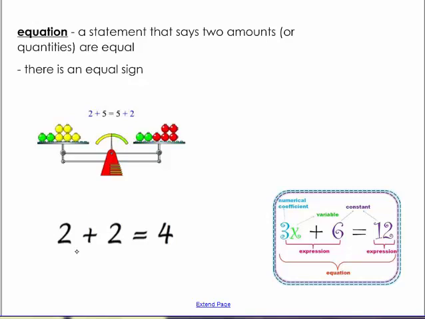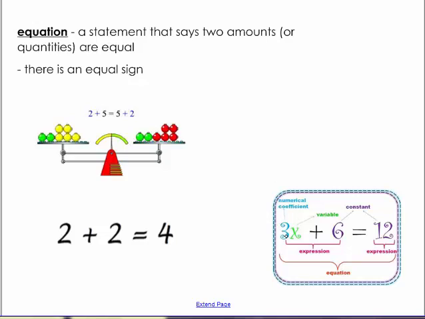On the left side of this example, we see 2 plus 2, which is 4. And on the other side of the equal sign, we see 4. And we know that both sides are exactly the same amount. So these are equations. Here is a good example showing and labeling all parts of an algebraic equation.